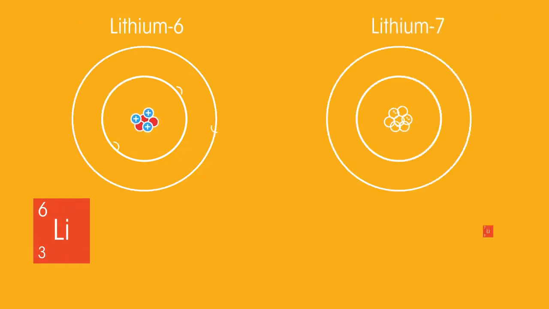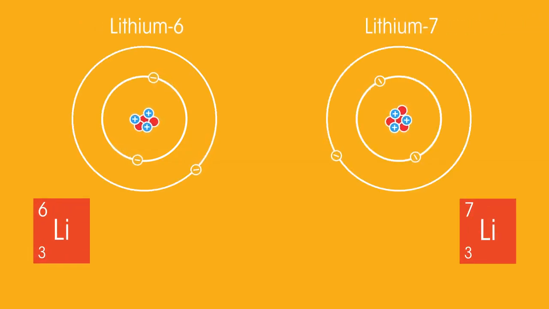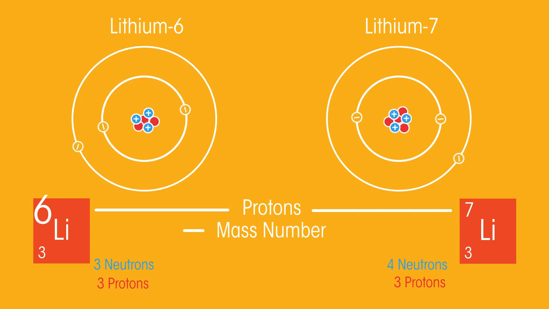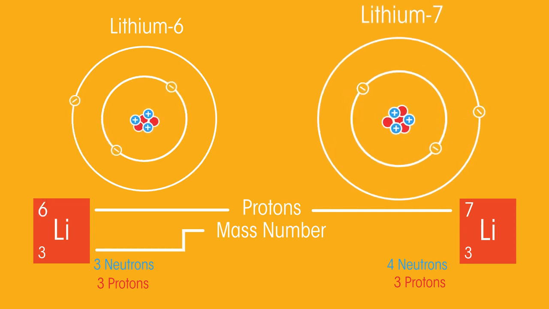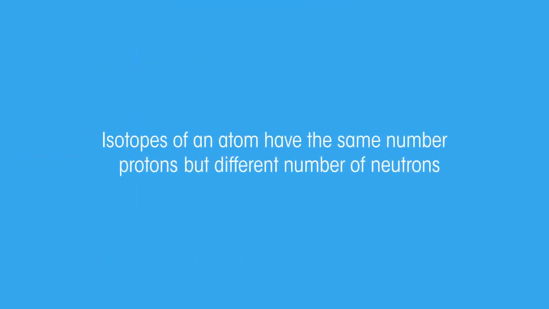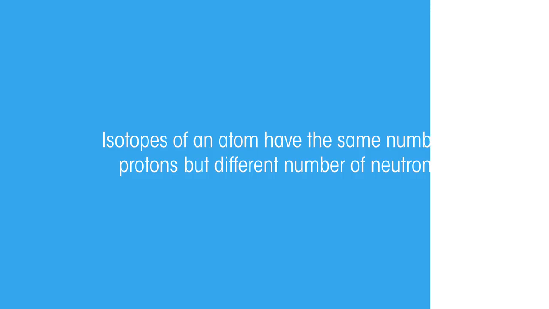Lithium-6 and lithium-7 are both stable lithium atoms. Because they both have 3 protons, they are both lithium atoms. But this one has a mass number of 6, and this has a mass number of 7. The difference in mass numbers is because this one has 1 more neutron in its nucleus. These different forms are called isotopes. So isotopes of an atom always have the same number of protons, but different numbers of neutrons. The different isotopes do, however, have identical chemical properties.